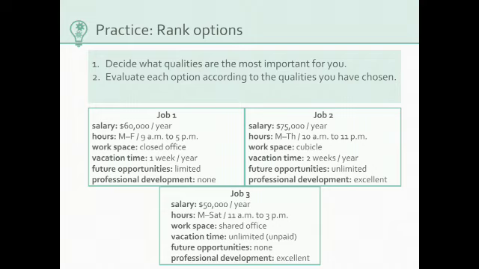Next, look at the jobs. Use your list of qualities to give each job a score. Now, compare the scores. Put the jobs in the order of their scores from biggest to smallest. This is how you can decide which job you should take.